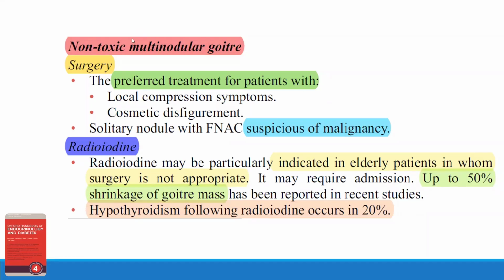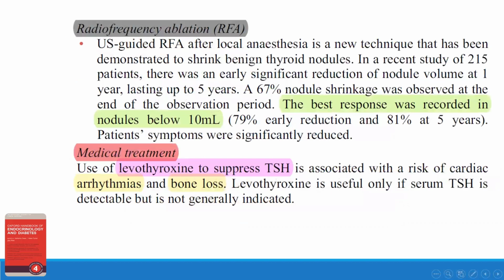Radioactive iodine is effective in the management and reduction of non-toxic goiter by 50%, but needs a long duration. Hypothyroidism following radioiodine occurs in about 20%. Radiofrequency ablation is another modality for treatment of non-malignant thyroid nodules, and of course the best response was recorded in nodules less than 10 milliliters in volume.